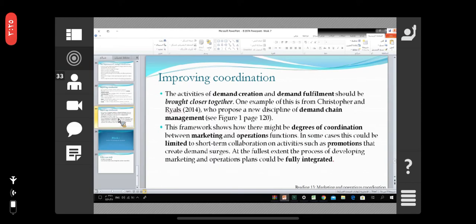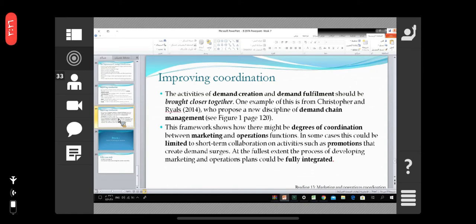Improve coordination, demand creation. We have activities of demand creation and demand fulfillment. That means when you create the demand and how you meet the demand. Okay, demand fulfillment. You have to bring these strategies together.